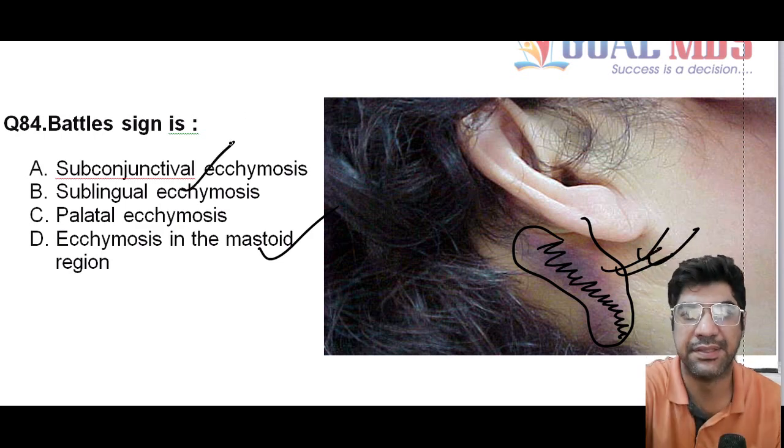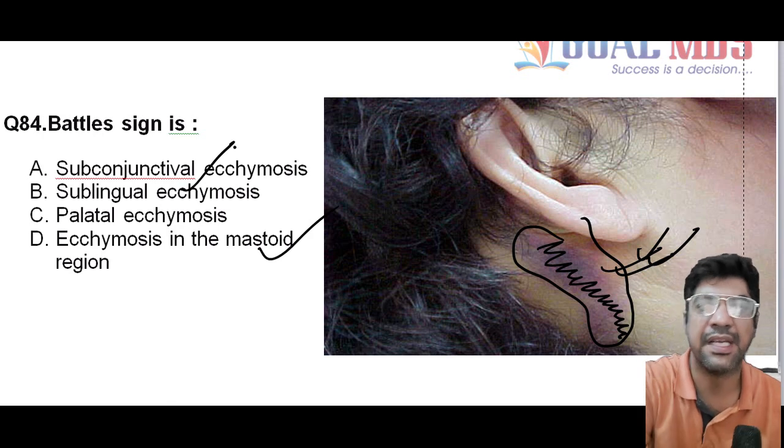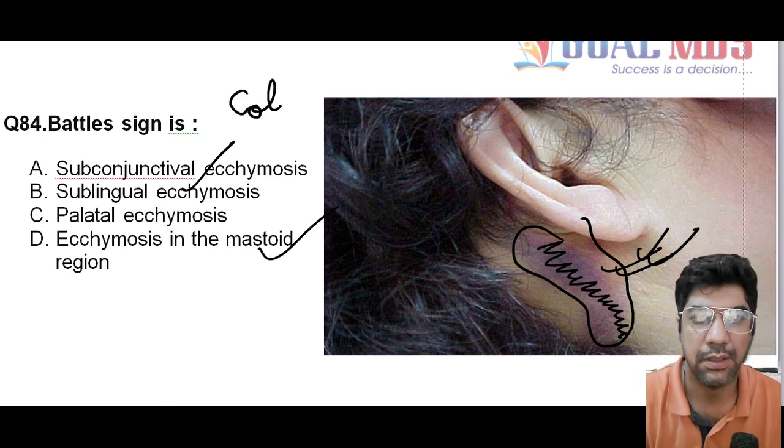So the answer is ecchymosis in the mastoid region.